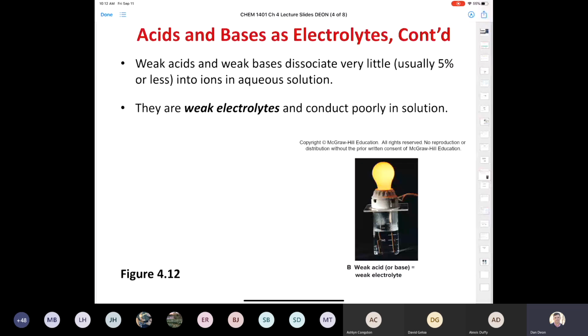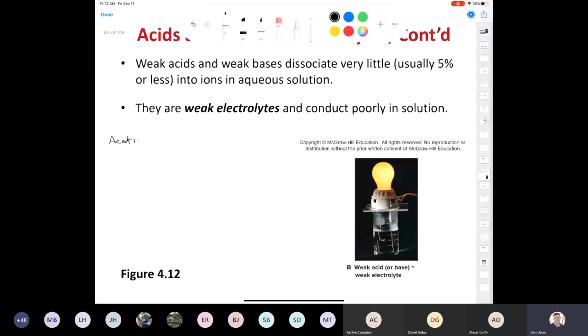acetic acid. So acetic acid, if you don't remember, was CH3COOH, okay? Instead of complete dissociation, we get very little dissociation, and the way that we represent that is with an arrow going in two directions, like this, okay? It's not a double-headed arrow and a double-headed arrow.